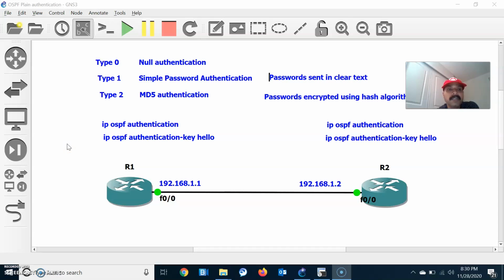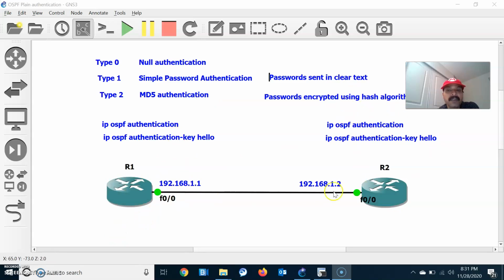And today let us discuss about OSPF authentication. So there are three types of authentication. Type 0 is a null authentication. That means there is no authentication between R1 and R2. Type 1 is a simple password authentication where passwords are sent in clear text. Type 2 is an MD5 authentication where passwords are encrypted using the hash algorithm.